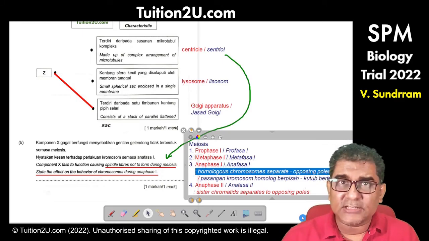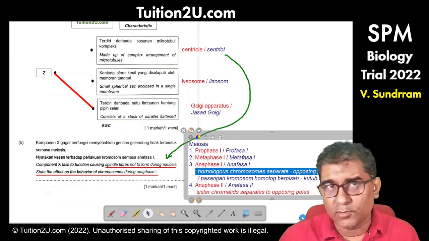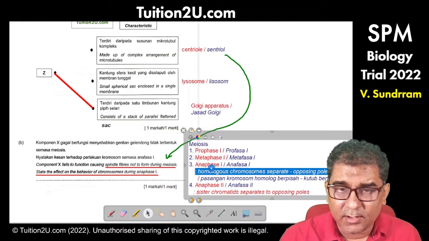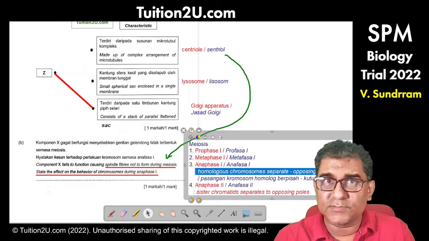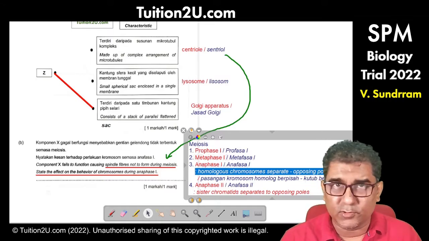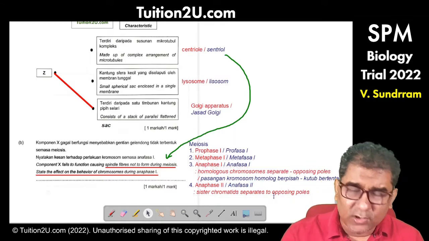Homologous chromosomes do not separate to opposing poles. Correct. Or you can mention the word anaphase 1. In anaphase 1, homologous chromosomes don't separate to opposing poles. You already know the answer.